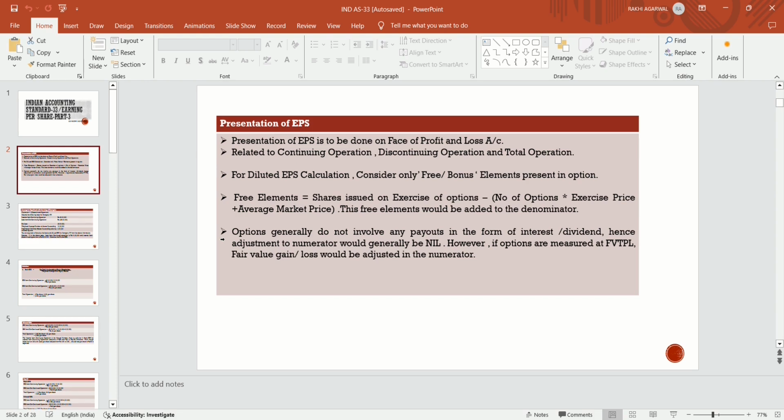And in case of diluted EPS calculation, consider only free or bonus element present in the options. So for calculating the diluted EPS, we have to consider the free element which is in the option, which we will discuss in the later part of this video. Free element means share issued on exercise of the option. Whatever shares are issued if the entity exercises its option, minus number of options into exercise price. So that gets the difference, which is the free element.